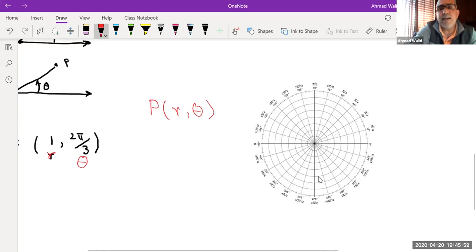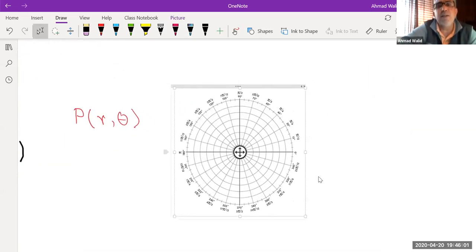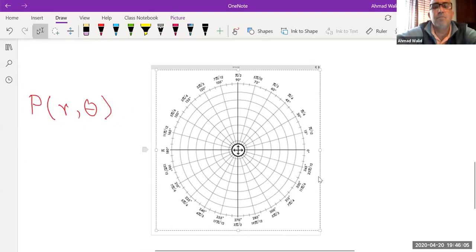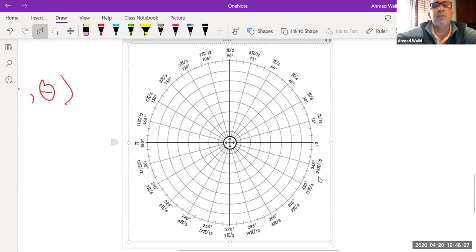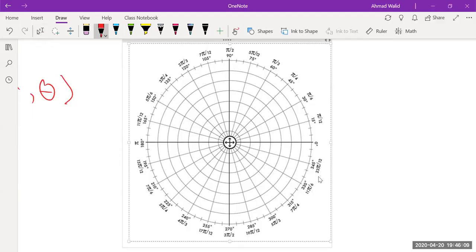Can you see this graph very well, or do you want me to make it bigger for you? Can you see it now very well? That's good. It's big, right? Yes. Okay, can you see it now?